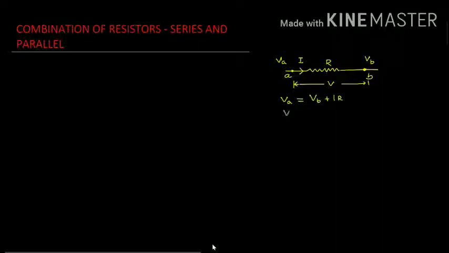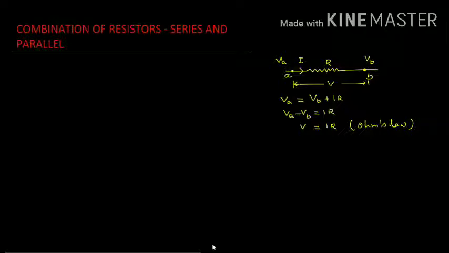So we can write VA minus VB equal to IR. The potential difference between A and B can be written as V equal to IR. So this is Ohm's law. This law can be used while calculating the equivalent resistance of combination of resistors.